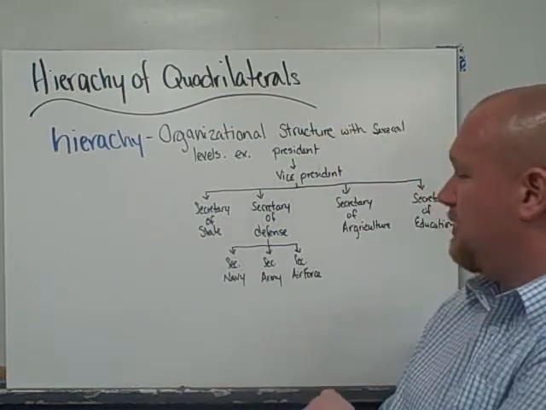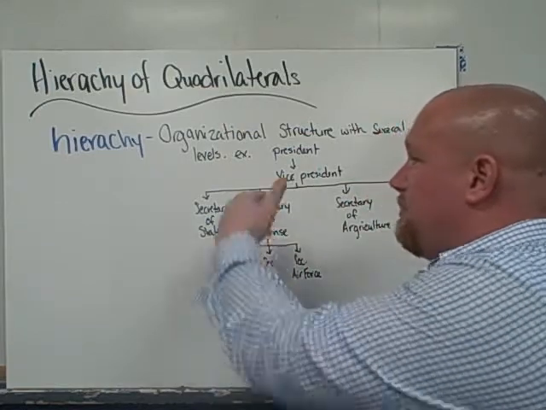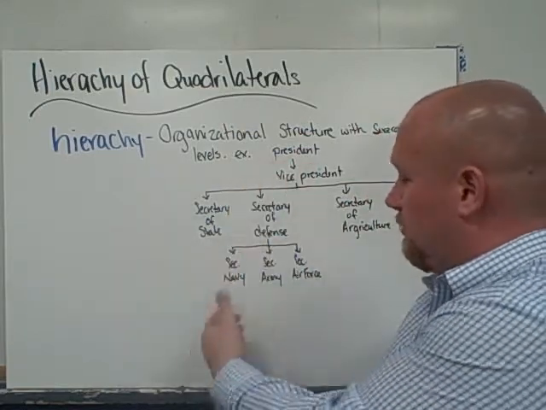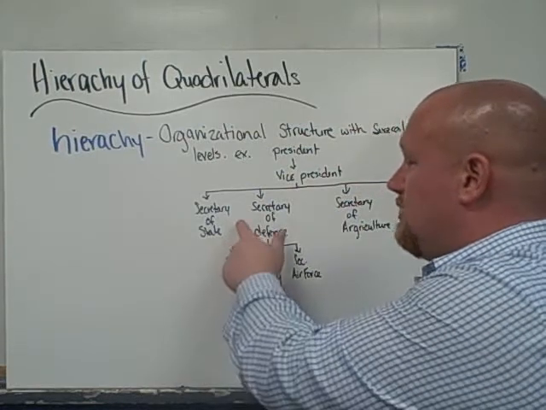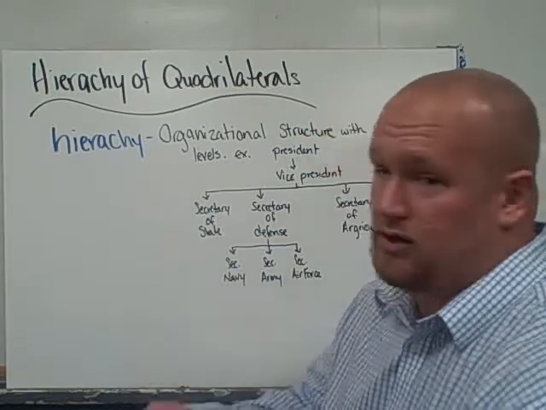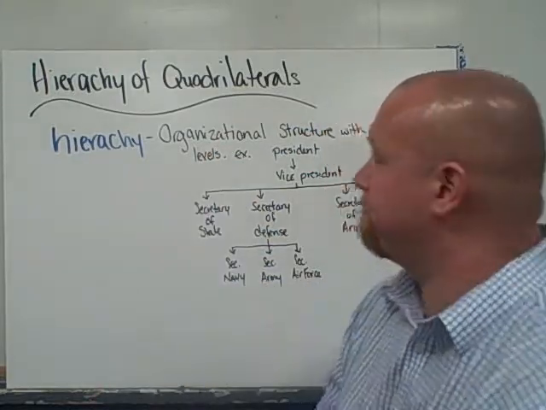This is a hierarchy because the person further down the levels has less authority than the people above, okay? People above them generally are in charge, so it literally goes Secretary of the Navy, the Secretary of Defense, the Vice President, to the President, okay? Kind of like your family tree would be you, then your parents, and then your grandparents, okay?